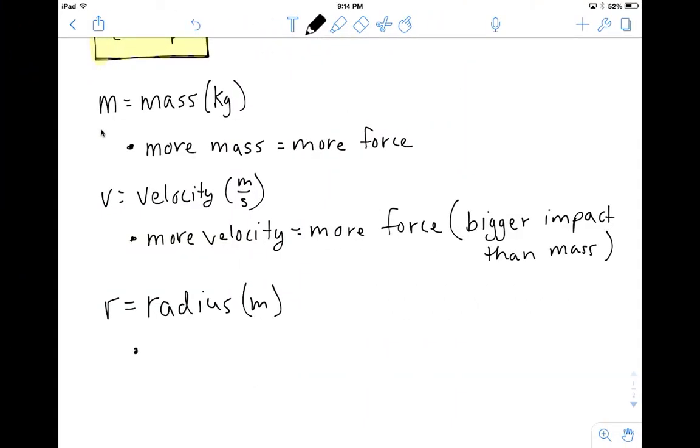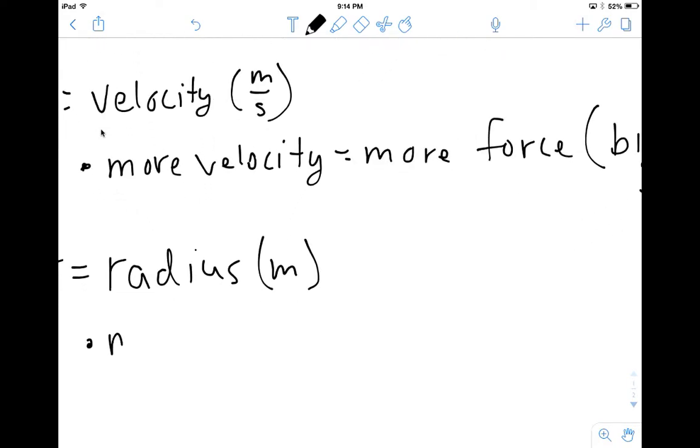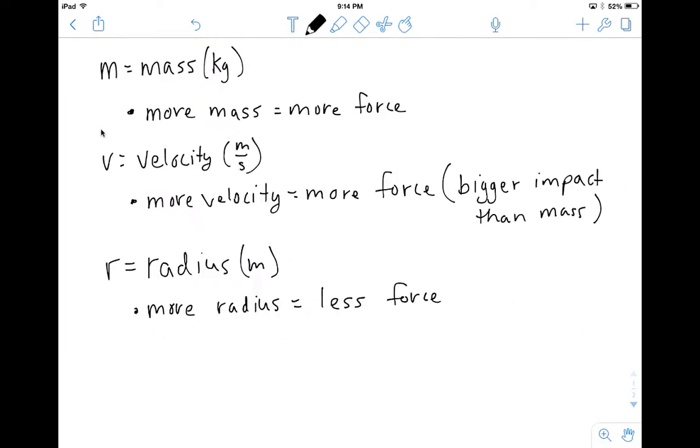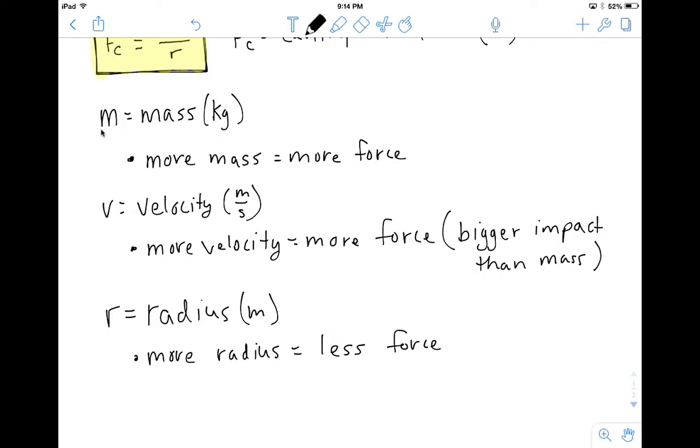Okay, so more radius equals less force. Okay, guys, that's all we have for our notes, and you've answered some questions as we've gone along. And next up, you're going to have some practice for this.